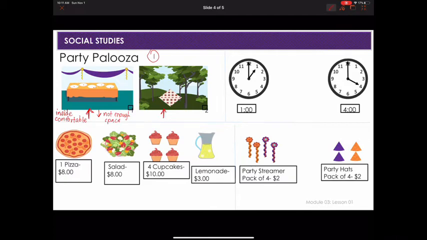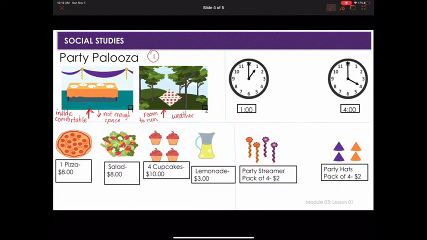Okay, so let's look at our other choice. Our other choice would be to have an outdoor picnic. What are some good things about having it outside? There would be plenty of room to run around, right? Okay, all 10 people would fit. What about the downside of having it outside? What if it rained, right?